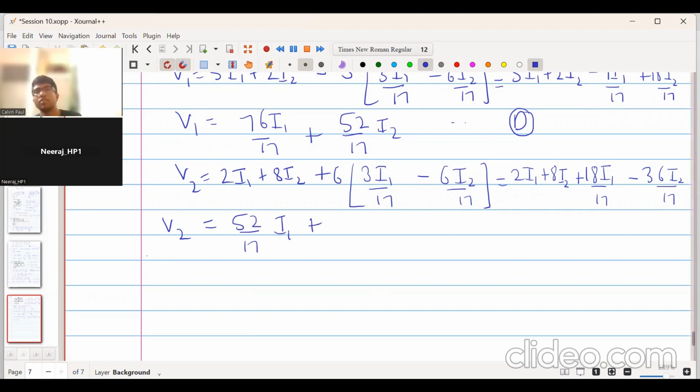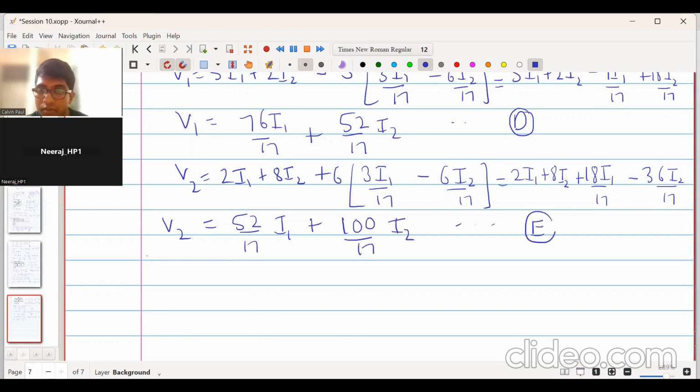What is 8 into 17? 136 minus 36, that is 100. It becomes 100 upon 17 into I2.